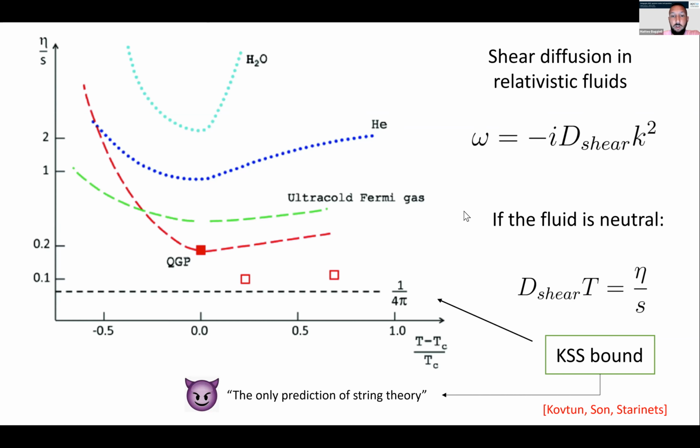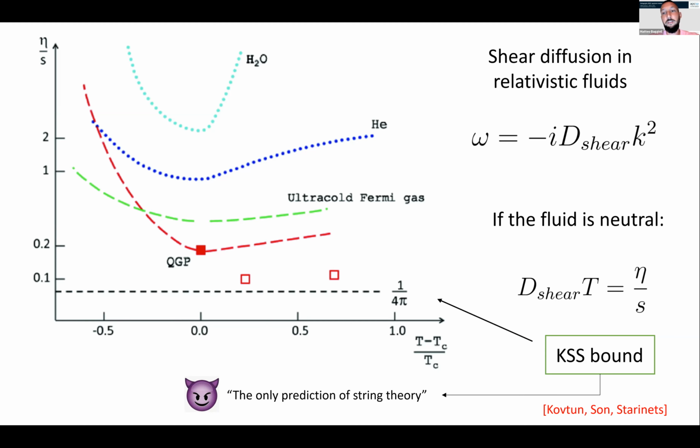So this is a famous plot that you can find in various places, where various liquids are displayed. You can see there's water, helium, and Fermi gas, and then quark gluon plasma. And on the bottom, the dashed line is the famous Kovtun-Son-Starinets bound that was discovered using black hole dynamics and holography techniques. So let me be a bit more clear about what the viscosity is really doing.